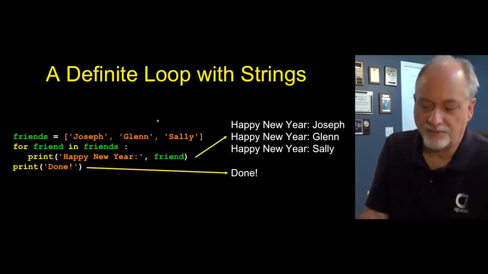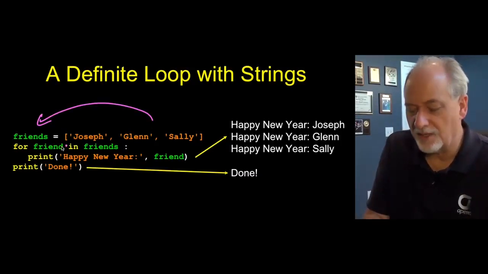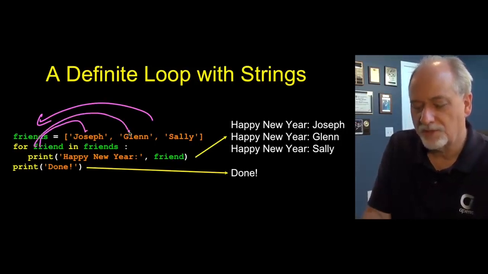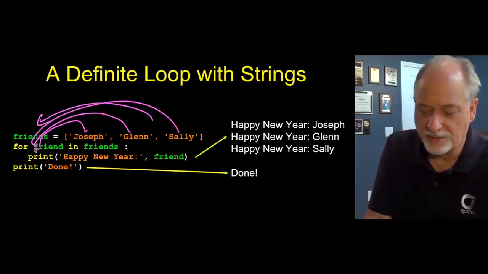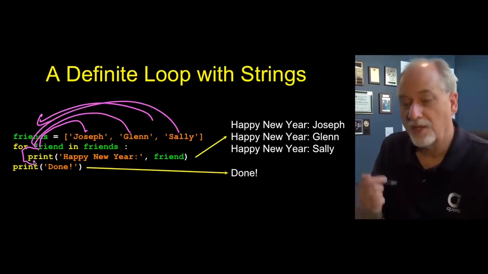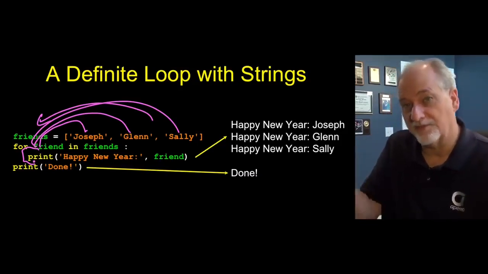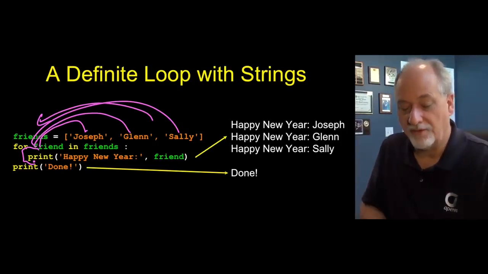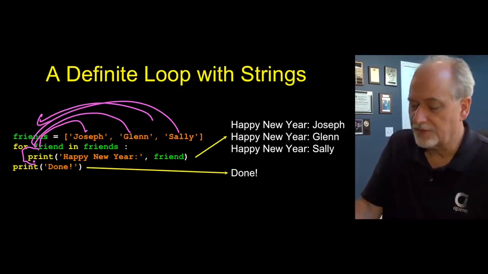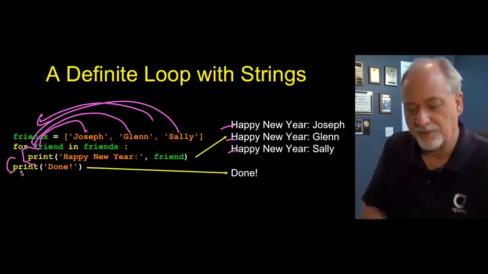So you can loop through a variable. We're going to take this list of 3 strings and stick it in friends. And so friend is going to iterate through that. The first time through, friend is going to be Joseph. Second time through, it's going to be Glenn. Third time through, it's going to be Sally. And so that just says run this code, the indented code, 3 times. Each time the variable friend takes on a successive value that's in the friends list. So it says happy birthday Joseph, Glenn, Sally, and then we come out of the loop and we print done.